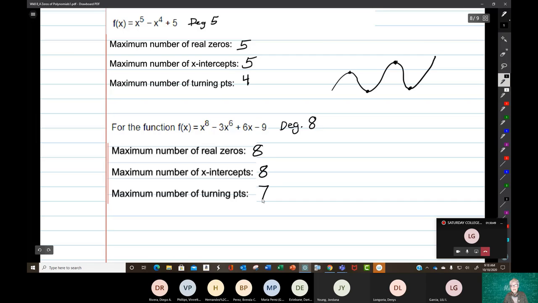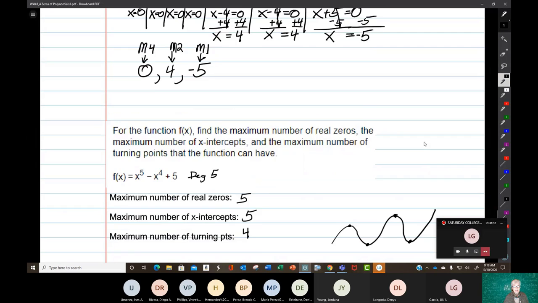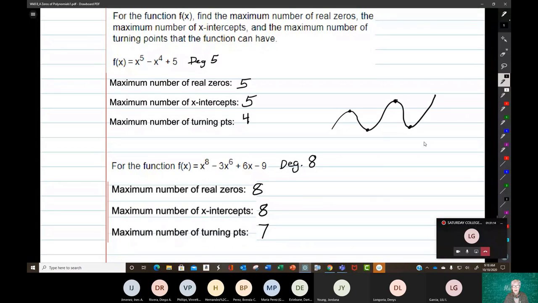Do there have to be 7? No, that's just the most you can have. That's all there is to it. I absolutely cannot make it more complicated than that. I think that's great stuff.